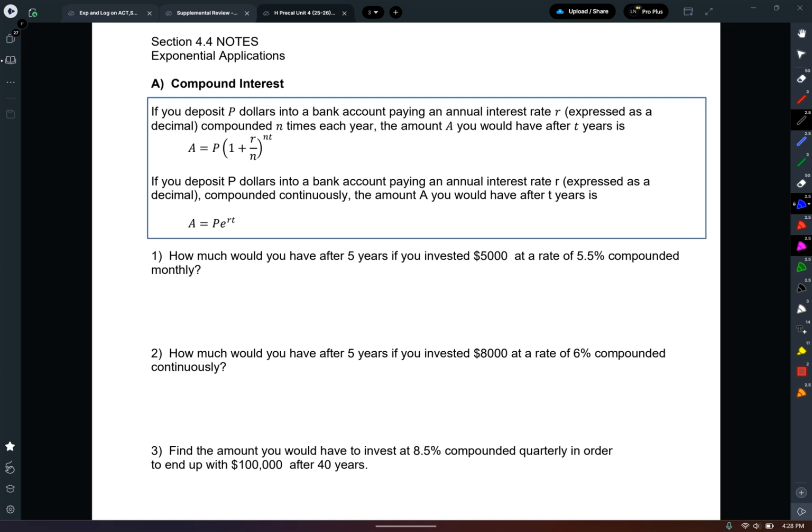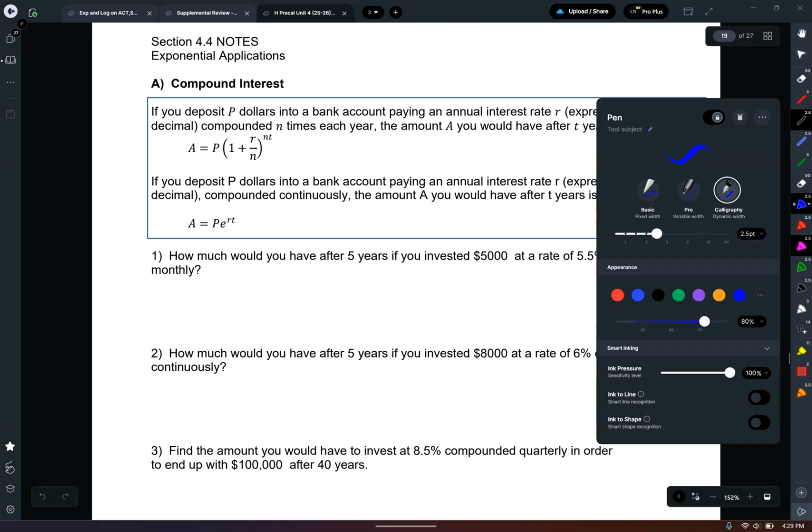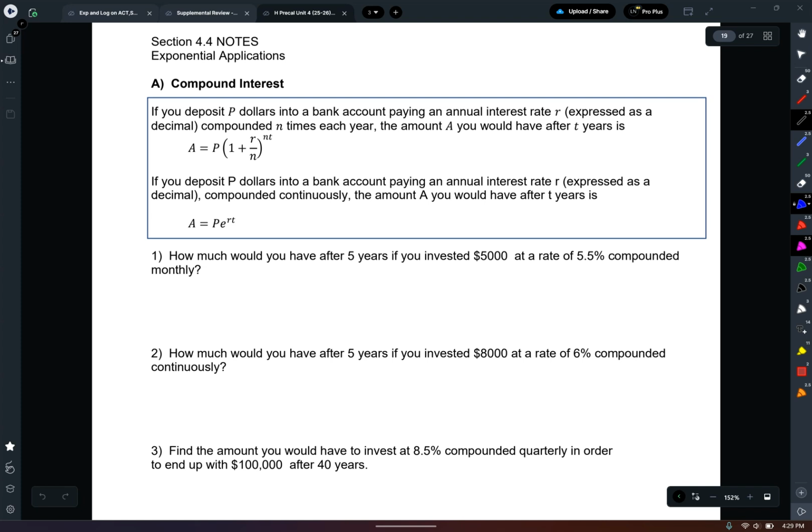So basically there's two formulas that you need to know. If you deposit P dollars into a bank account paying an annual interest rate, and R is expressed as a decimal, it's compounded N times per year, then the amount you owe after T years is this. So basically this is the formula for compound interest. And so basically you just need to identify each of the variables, okay?